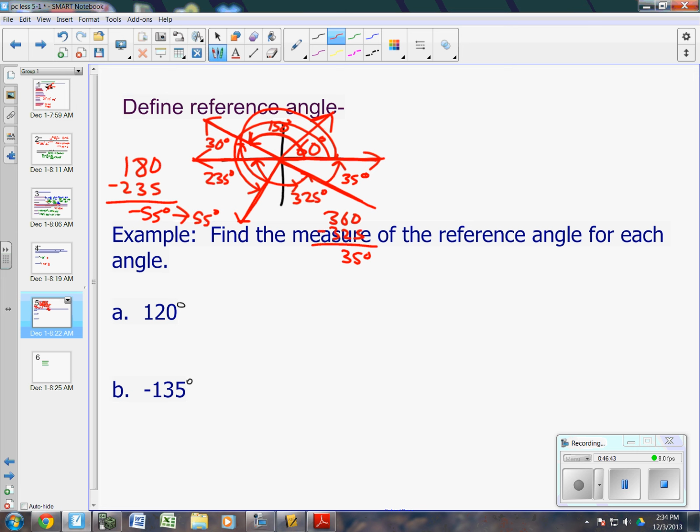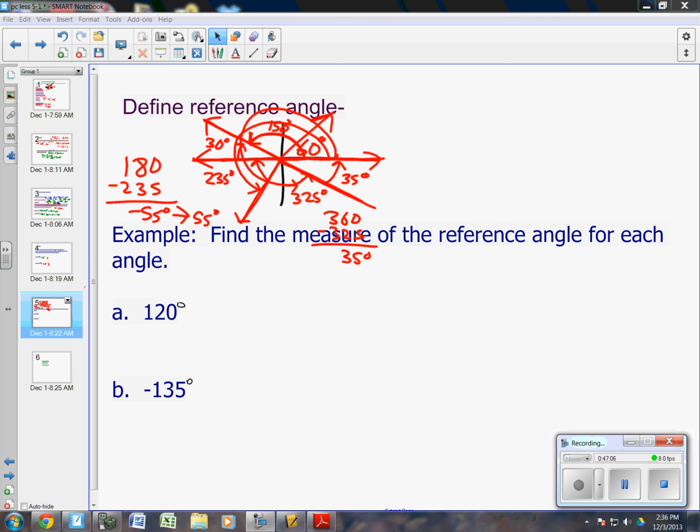Okay, so in your groups, quickly, this is the last slide, and then I'll give you the assignment. I want you guys to find the measure of the reference angle for each of these two in your groups. Go ahead. So the first one was 60. The second one, that's you guys. 45 degrees.